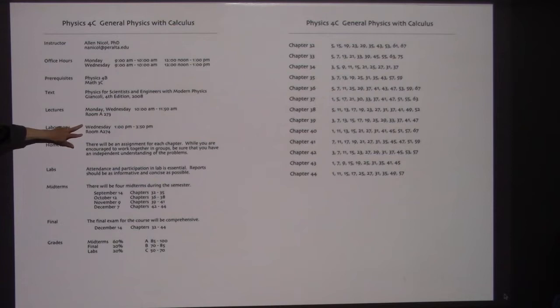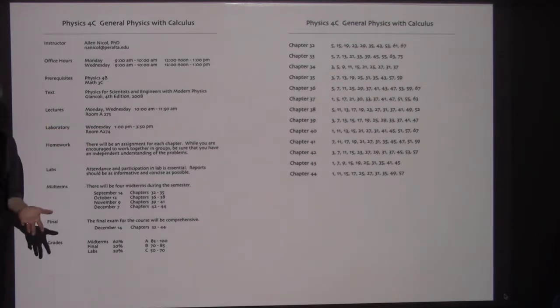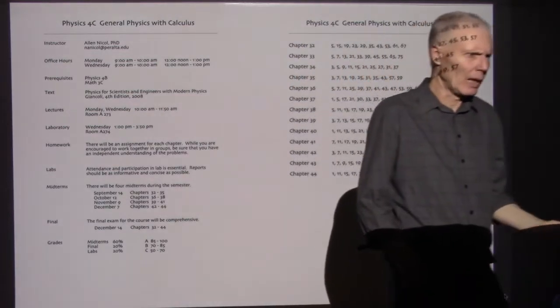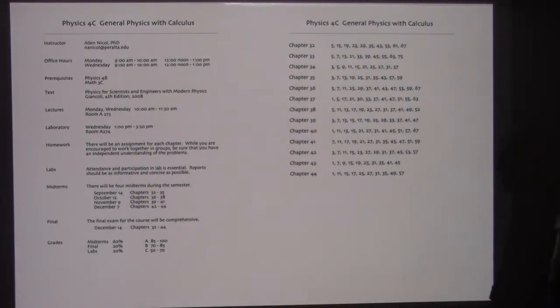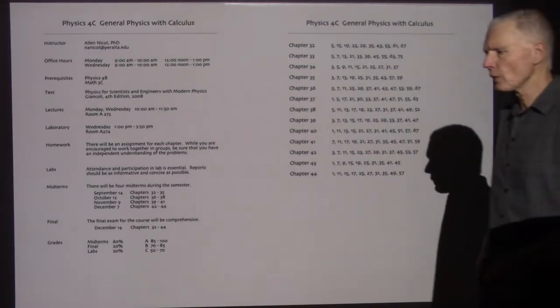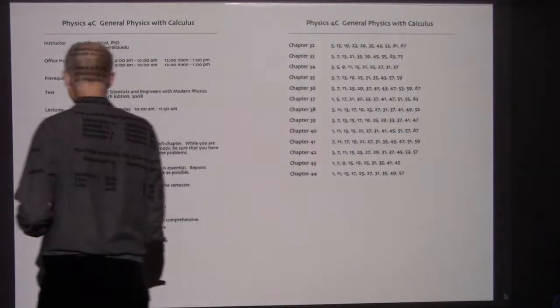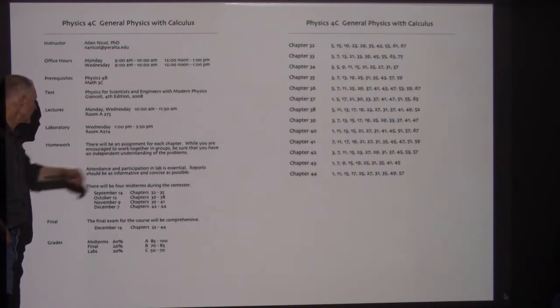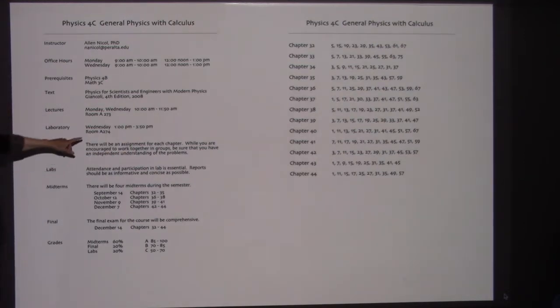The labs are going to be Wednesday afternoon. On Wednesdays after class, I've tried following right up with a lab immediately after, but that always impacted lunch. So what I've done is I've set aside an hour for lunch. Lab actually won't be starting up until 1 p.m. and will run until 3:50 p.m. So that's going to be the lab time, and that's going to be in room A274.